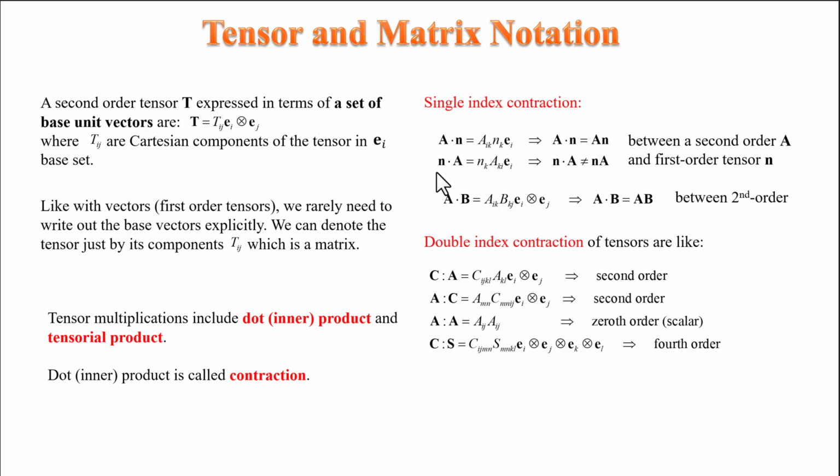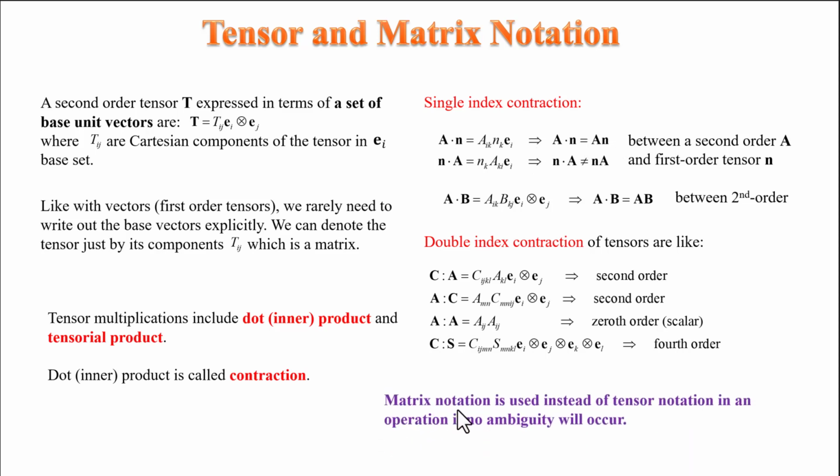In fact, if n is a column matrix, A a square matrix, n on the left of A makes no sense. There's no definition there. So, if the tensor product in the tensor contraction produces the same Cartesian components as a matrix multiplication, we will use matrix notation instead of the tensor notation. When no ambiguities occur and the operation makes sense, matrix notation will be used instead of tensor notation, and that is the notation we use in this course.